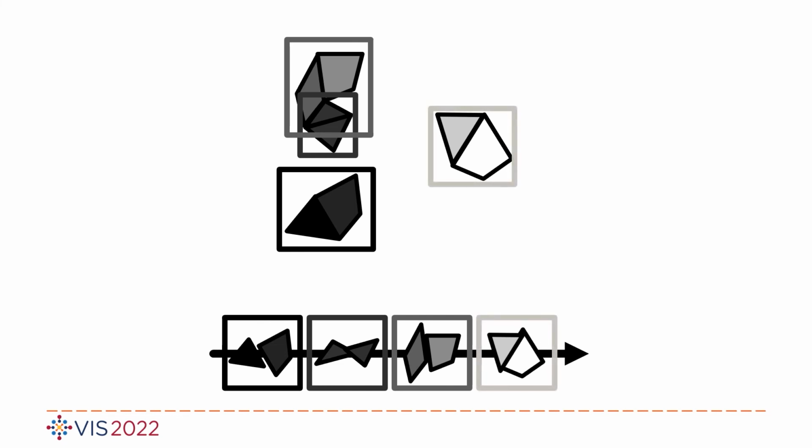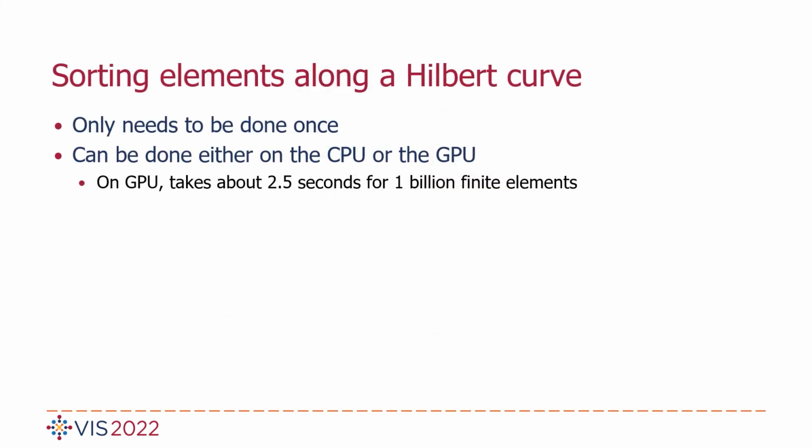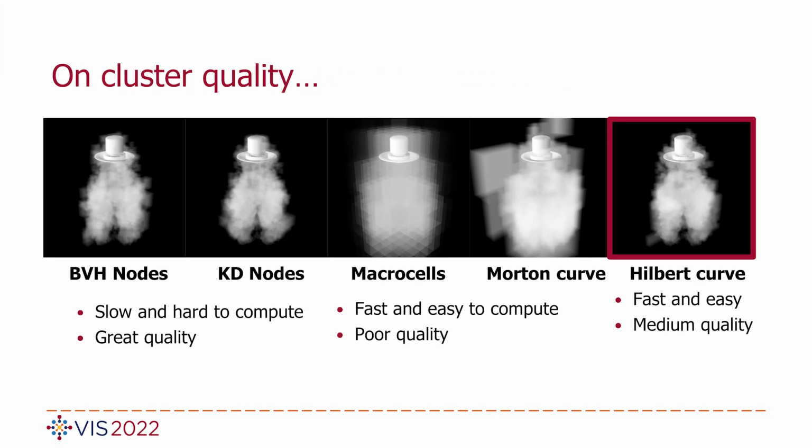This sort only needs to be done once during startup, and it can be done either on the CPU or you can do it in parallel on the GPU. And if you implement it on the GPU, this sort takes only about 2 to 3 seconds even on our largest dataset. In terms of cluster quality, these Hilbert clusters aren't perfect, but they're good enough for our purposes, and they're easy and fast to compute, even on really large datasets. So once we have these elements sorted, we can cluster our elements together on the fly to address our two challenges.